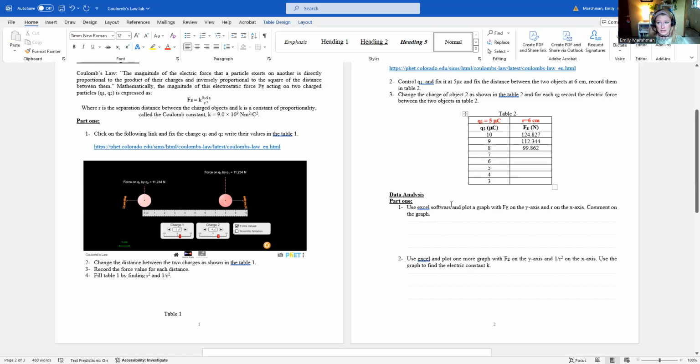Make me a graph. Okay, here's a bunch of data, right? Do something with it. Make me a graph and explain it to me, right? Explain it in a way that makes sense. So let's do that for our data here. We're going to use Excel.